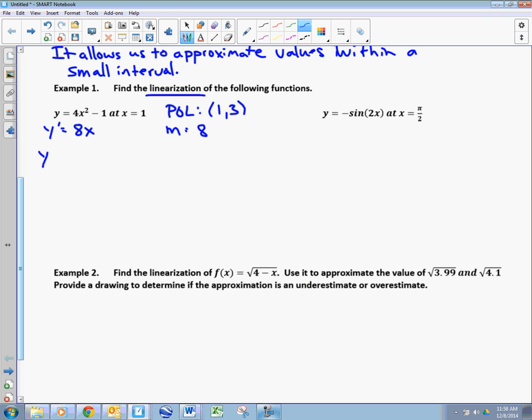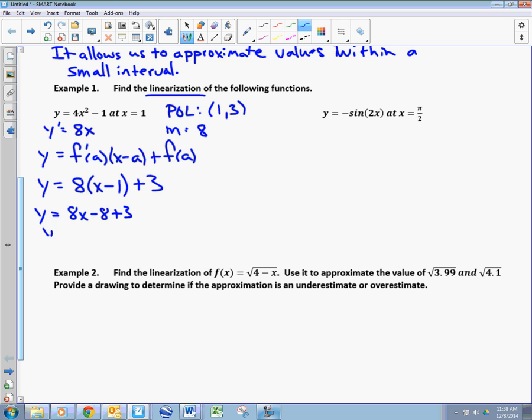So again, y is equal to f prime of a times x minus a plus f of a. What is f prime of a? 8 times x minus, what's my a value? 1 plus, what's f of a? 3. So y is equal to 8x minus 8 plus 3. Y is equal to 8x minus 5. Any confusion?